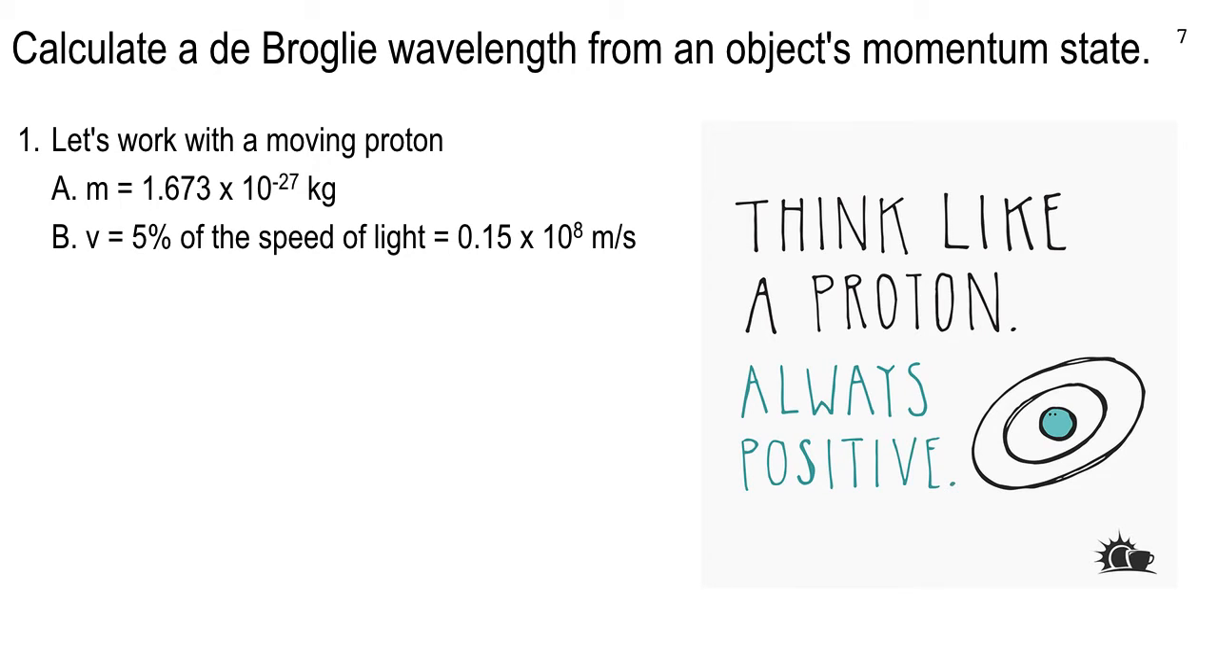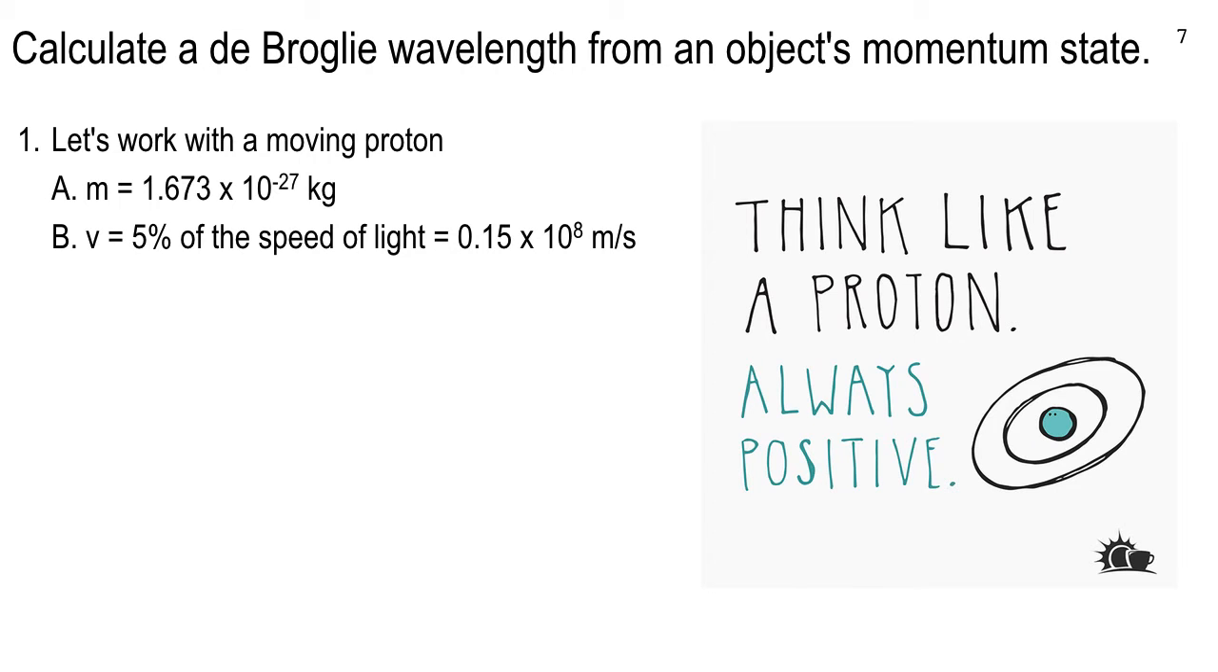But we're going to think of it as moving at 5% of the speed of light. Now, we can do this easily in the lab in this day. 100 years ago, it would have been tough to get something up to the speed of light. But 5%, yeah, we can do that. It's not hard. And that's about 0.15 times 10 to the 8 meters per second. Now, I'm going to ask you in a second here to calculate that.